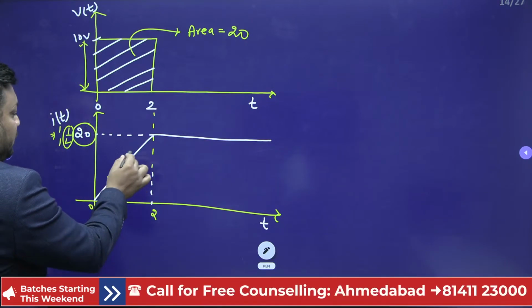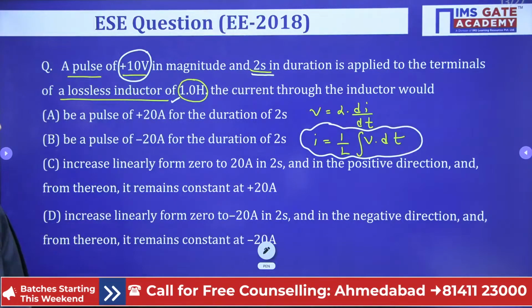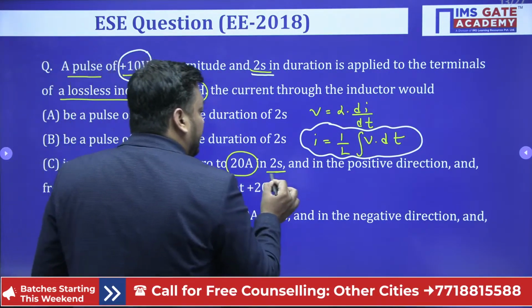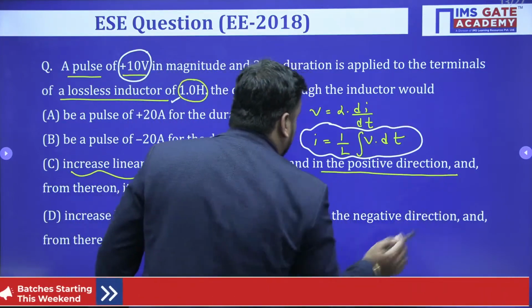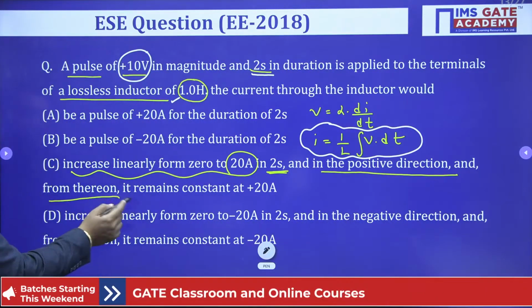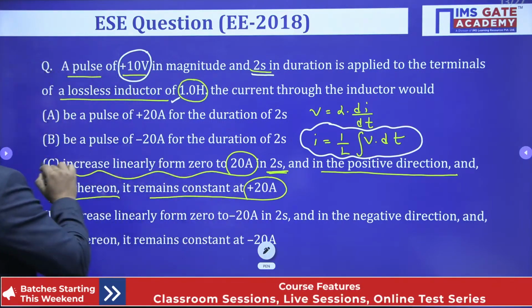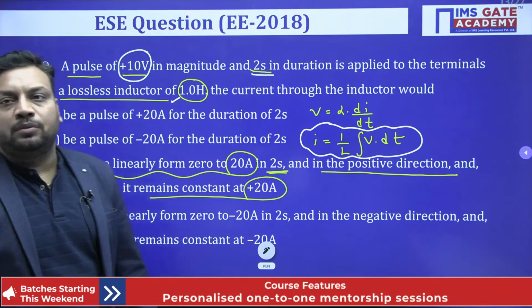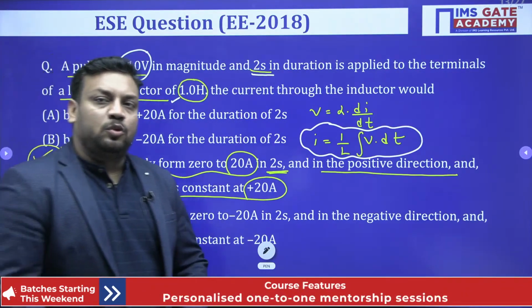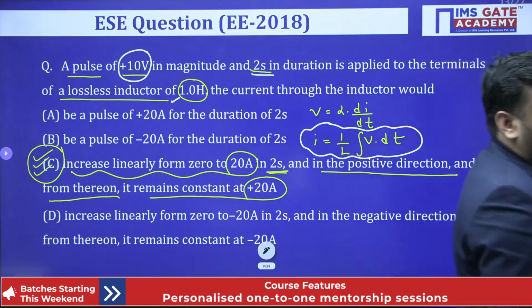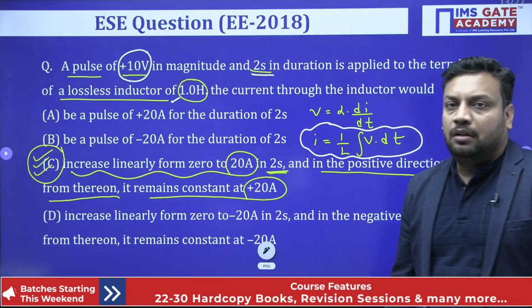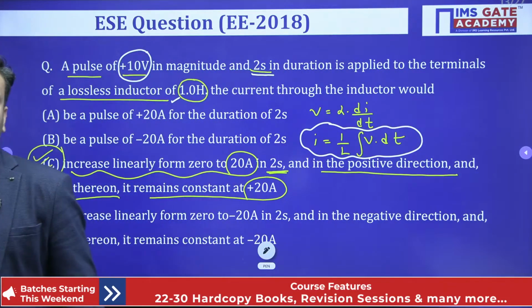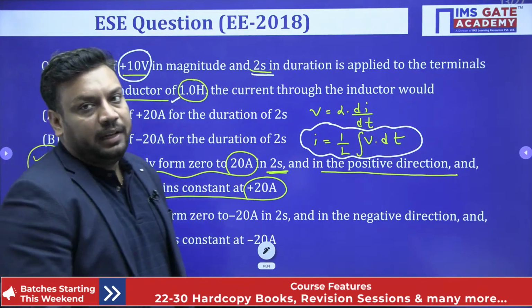So the correct answer is: the current waveform increases linearly from 0 to 20 ampere in 2 seconds in the positive direction, and from there on it remains constant at 20 ampere. Tell me guys, yes or no. Bharat or Shubham, is it clear? From the last concept we discussed in the last class, you can easily solve this Engineering Services 2018 question.